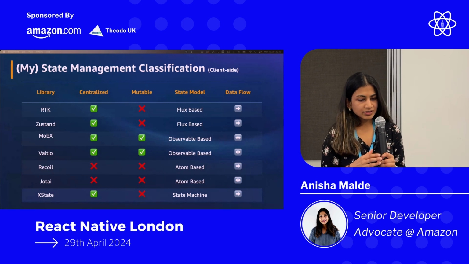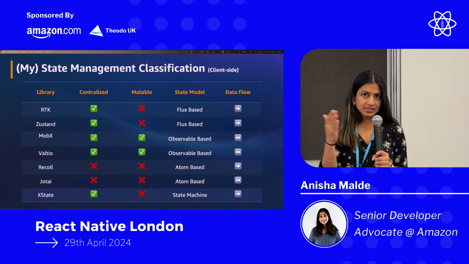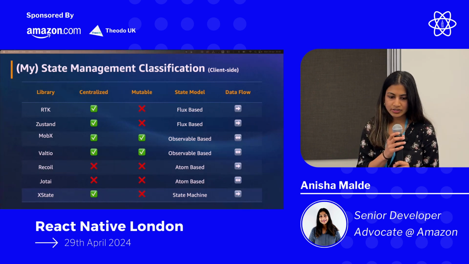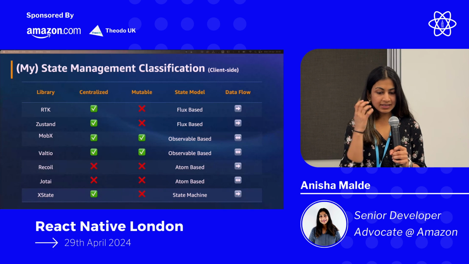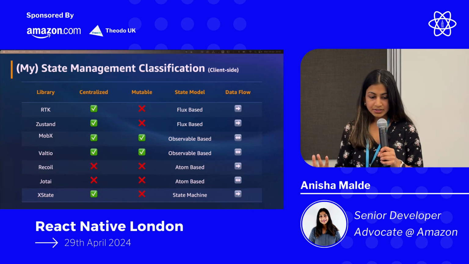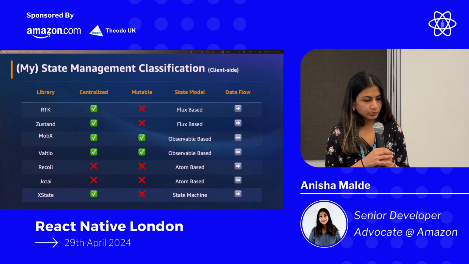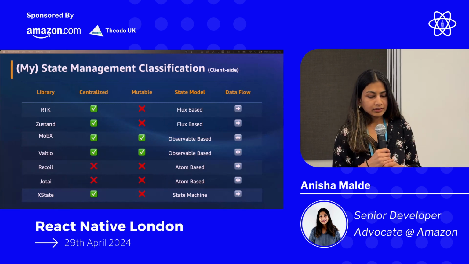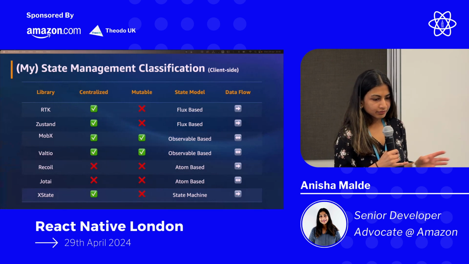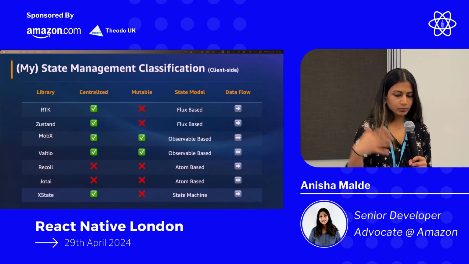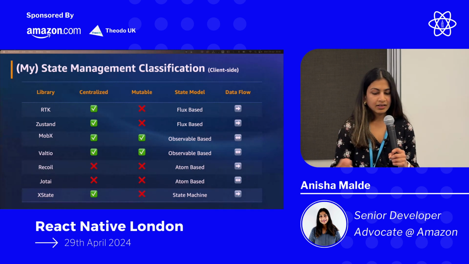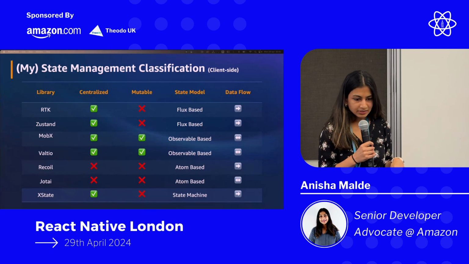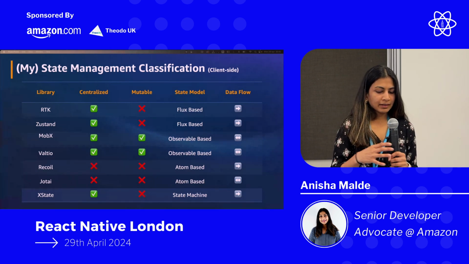So for centralized versus decentralized, this indicates whether there's a single global store or whether there are component-level or independent stores. And then for mutable, does the library enforce immutability or not? And then for the state management model, we have flux-based libraries like RTK and Zustand, and for the observable ones, we have MobX and Valtio. And then you have another one where each piece of state is broken up into tiny pieces of data, called atoms. And lastly, there's state machines. And then the data flow.